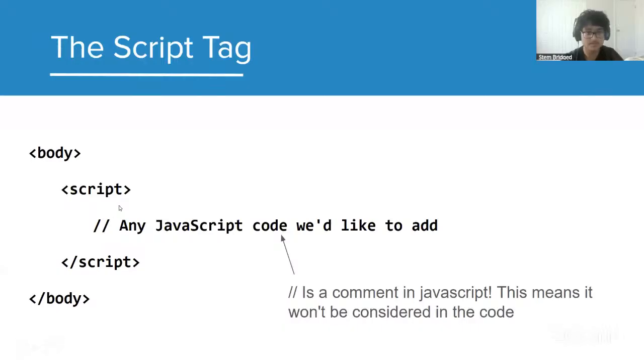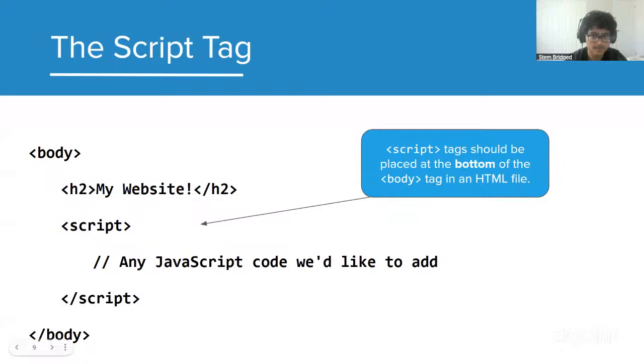If you use the double slashes, it makes the line after it a comment. So all this code is just a simple comment. Okay, so the script tag should be placed at the bottom of the body tag in the HTML file. That's just so all the HTML loads first, and then the script tag loads.